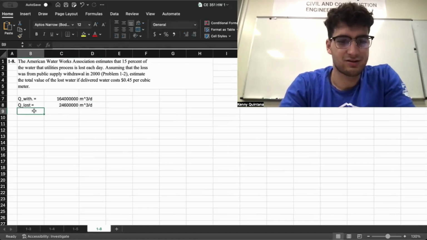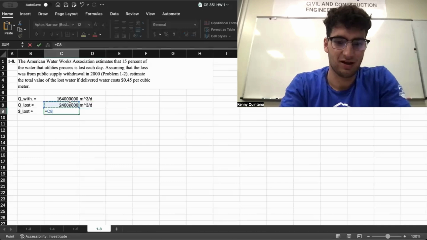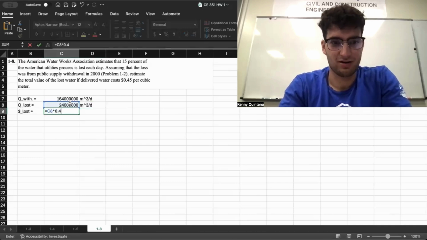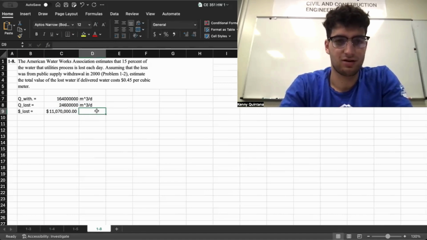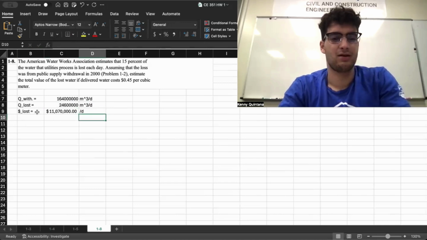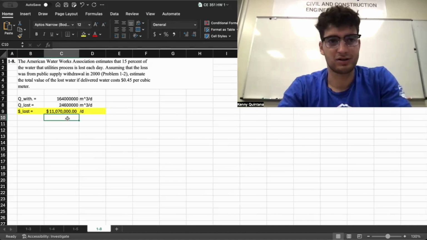And so let's get our dollars lost. If we know we have this volume of water lost each day, and we know the value of each cubic meter, we just need to multiply that volume by the price. And let me turn this into dollars real quick. Okay, per day. So each day, about $11 million are lost just due to processing water.